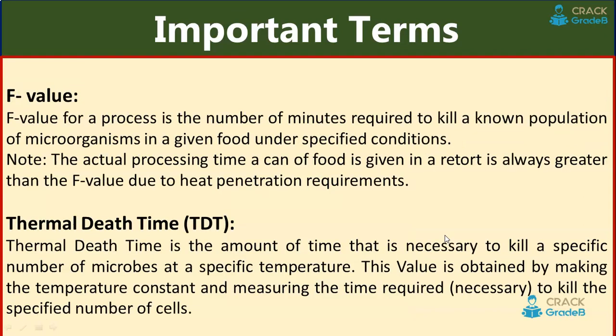F value. F value for a process is the number of minutes required to kill a known population of microorganisms in a given food under specified conditions. Note, the actual processing time a can of food is given in a retort is always greater than the F value due to the heat penetration requirements.